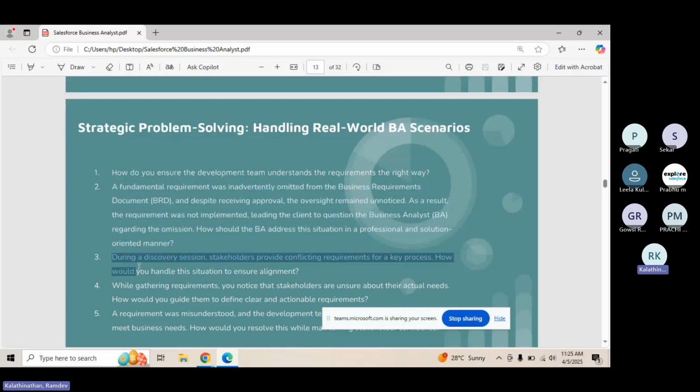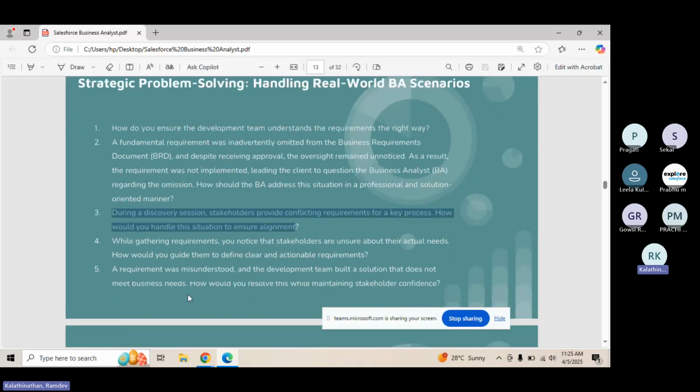We're just trying to improve, and I'll also give you my perspective on these questions. During a discovery session, stakeholders provide conflicting requirements. Let's say there are 10 people on the client side, and each person gives you different requirements. How would you even handle this? Because these things can really happen.